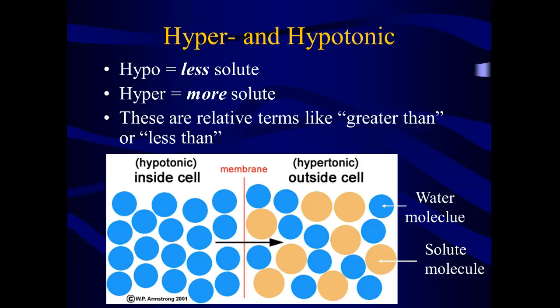Hyper means more, so that's referring to more solute. And it says here that these are relative terms. We're comparing what's outside the cell to what's inside the cell. So you can see here inside the cell, it's very hypotonic. I don't see anything dissolved in this. It's all water molecules. But outside the cell, you've got a lot of solute, and so you have less water molecules, so there's a lower concentration of water outside the cell than in, and that's why the water is going to move from where it's highly concentrated here towards where it's a low concentration.